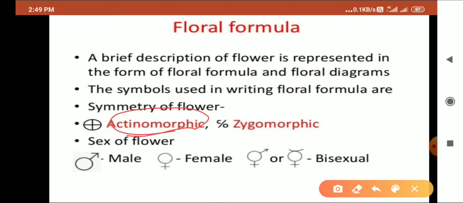a flower. And when we have a circle with an arrow above the circle, that signifies a male flower. And when we have the plus sign just below the circle, that signifies the female. And when we have both signs, the arrow above and the plus sign below the circle, it signifies the bisexual flower. So these are certain symbols which are used.